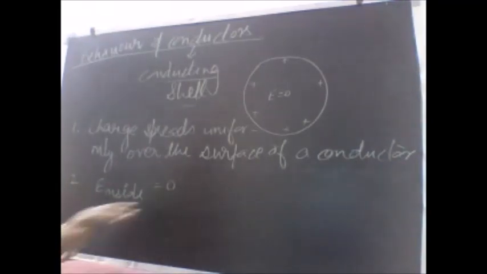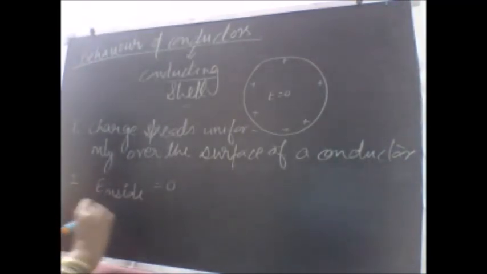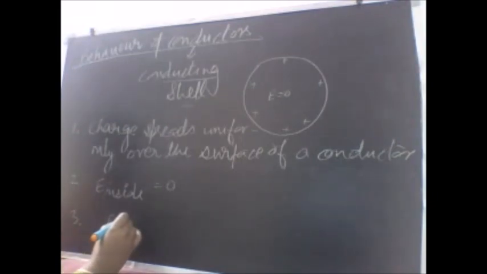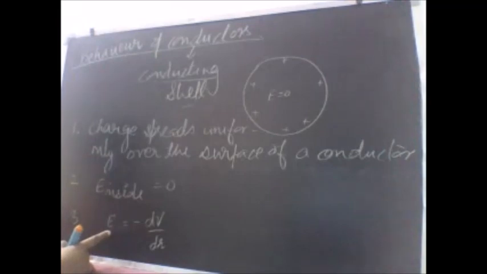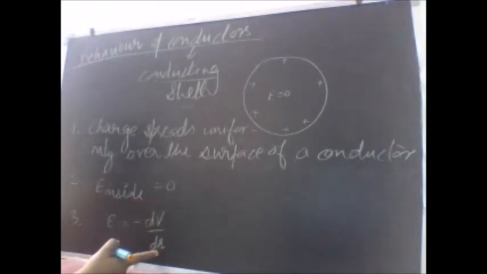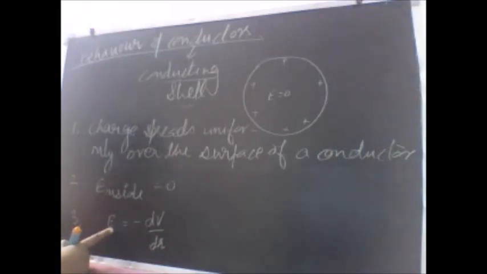Now when the electric field is zero, we are already aware of the relation between the electric field and the potential. So what is that? The electric field is equal to minus dV by dr. V is the potential, and we are taking the derivative here. We proved that before, and the minus sign signifies that the direction of the electric field is the same as the direction in which the potential is falling.